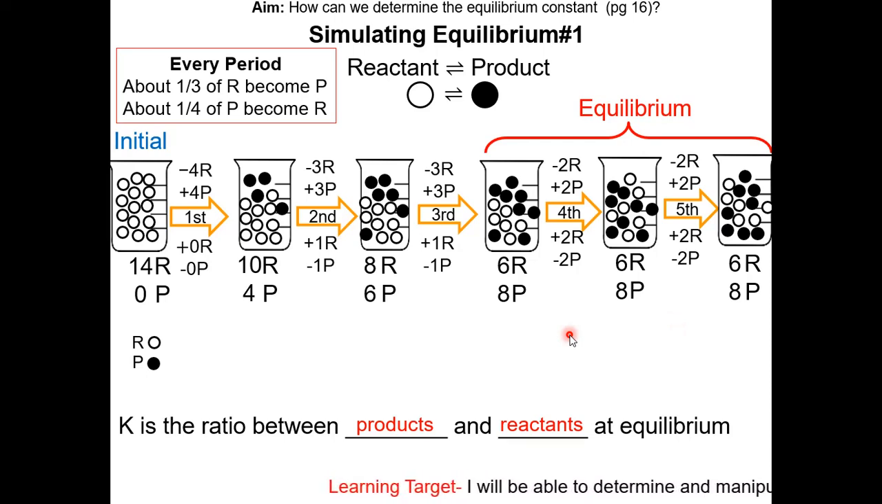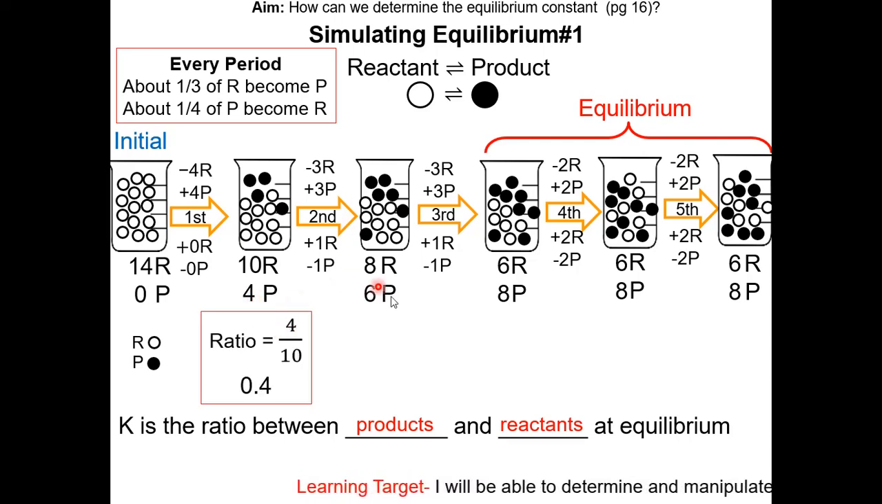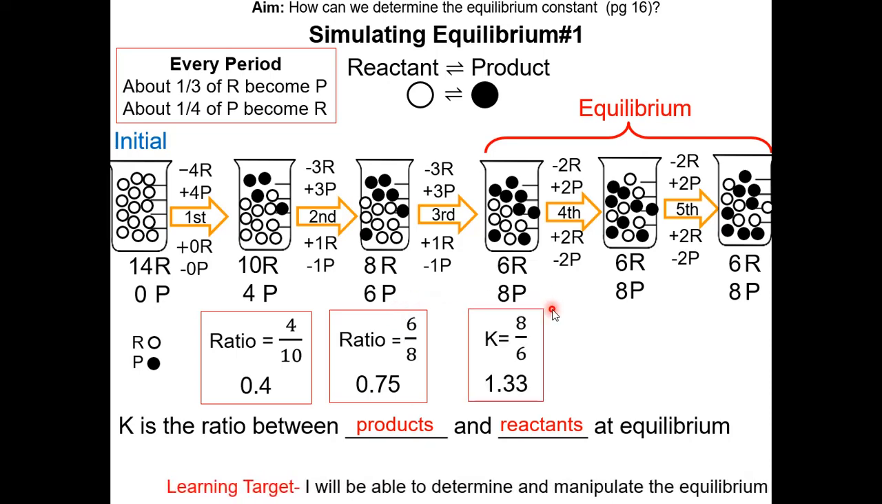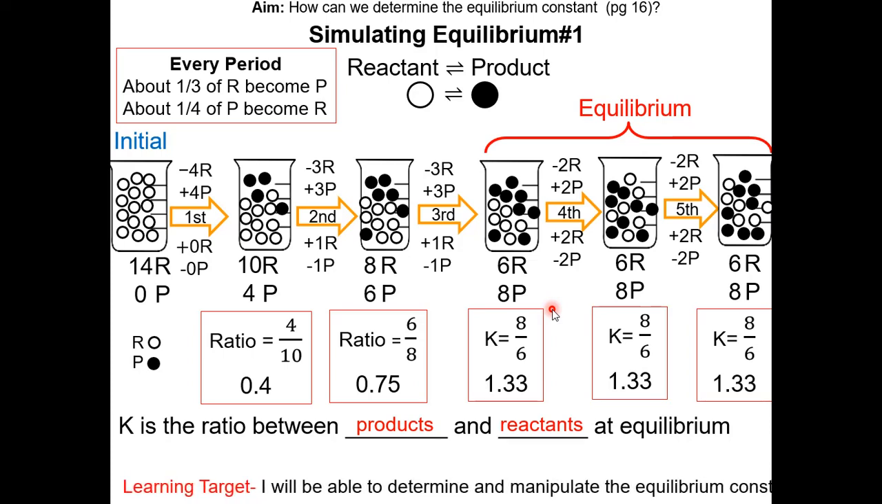Now let's determine the ratio of products versus reactants in each period. The ratio will be products over reactants. So for this one, it will be 4 over 10. For this one, it will be 6 over 8. And for the ratio at equilibrium, it will be 8 over 6. The ratio at equilibrium is the K constant.